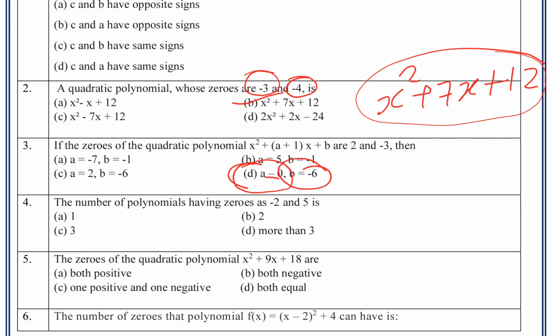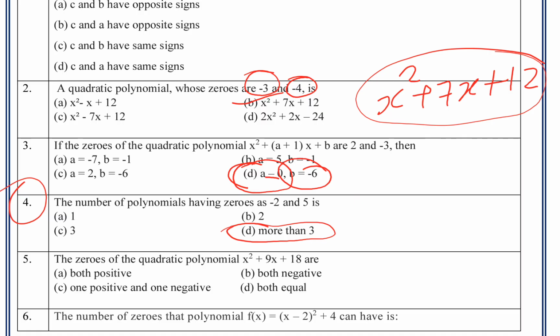You can calculate, and when you get the answer, you will be surprised. How did you get this one? The steps are very interesting. And then we can go for the fourth question. The number of polynomials having zeros as minus 2 and 5 is, the answer is D, more than 3. Because here we do not have the time to solve the problems, but I can give the answers for these questions. You can calculate and find out the answer and clarify the answers here.